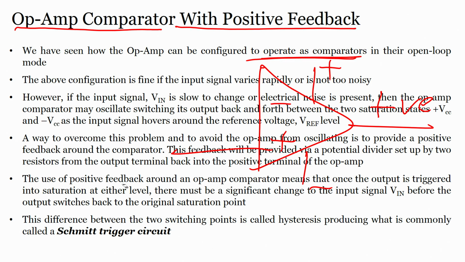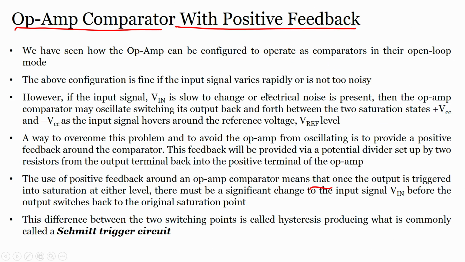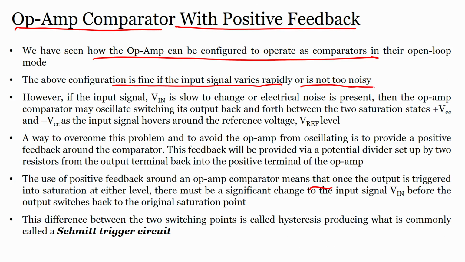Now, if I apply positive feedback, what will happen? The above configuration is fine, however, only if the input signal varies rapidly and is not too noisy. That is very important. If the input signal is too noisy, we cannot use the op amp in open loop configuration.